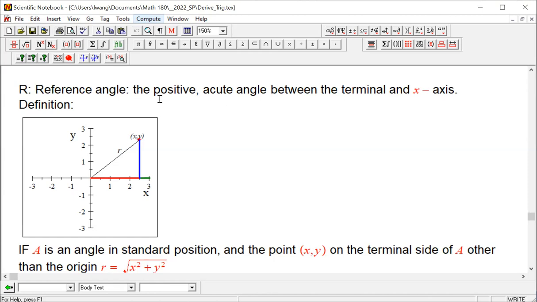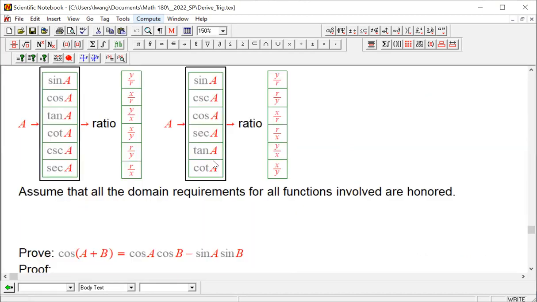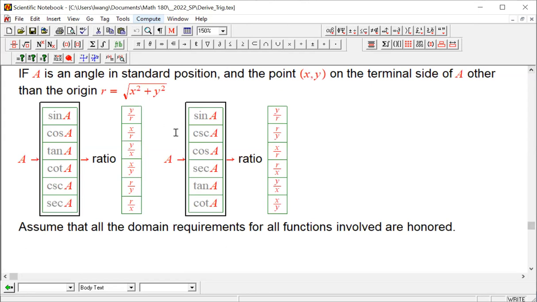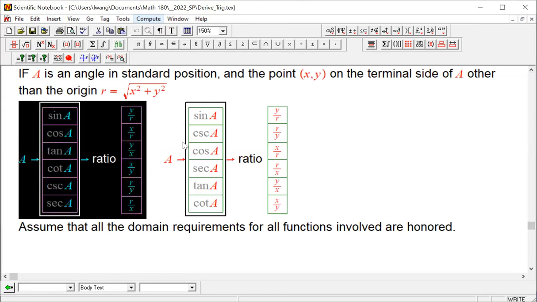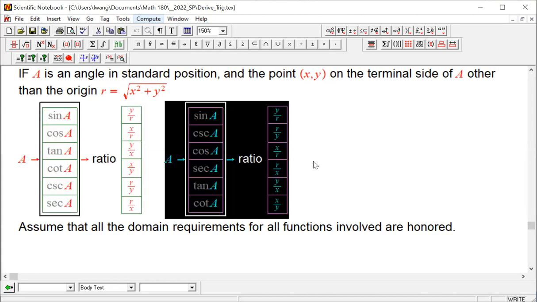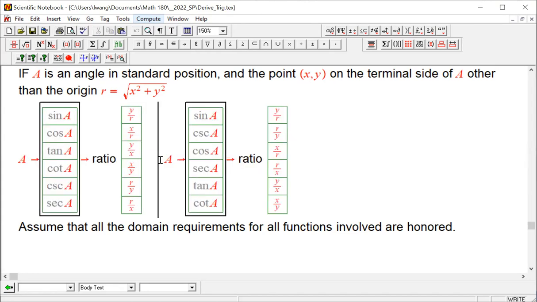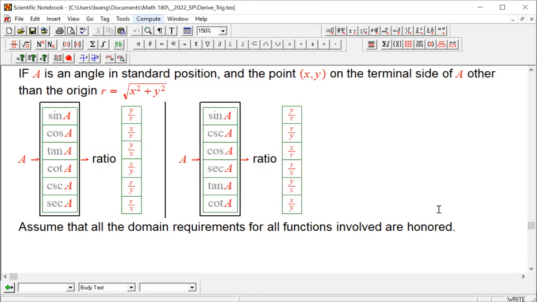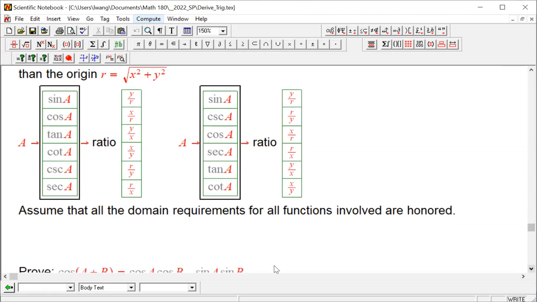And we understand the reference angle is a different issue. The reference angle is the positive acute angle between the terminal side and the x-axis. And then according to the definition, we have derived much. So this is the original form of the definition, and the point (x, y) is on the terminal side of the angle, other than the origin. And I tweak the form into the latter form right here, so that we can see their relationships better. In this piece, we're going to use geometry.